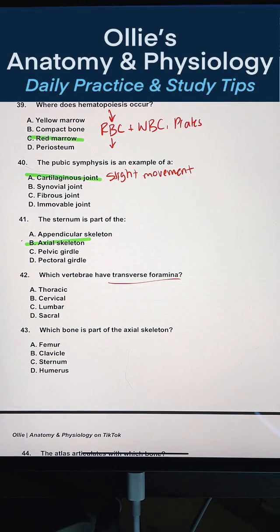Which vertebrae has transverse foramina? A, B, C, or D?